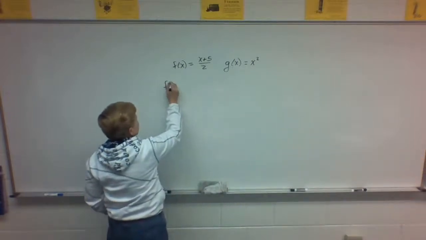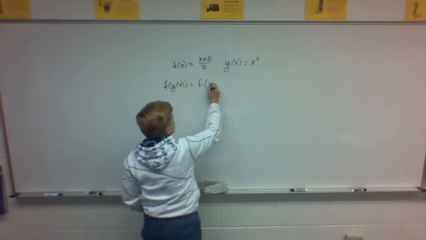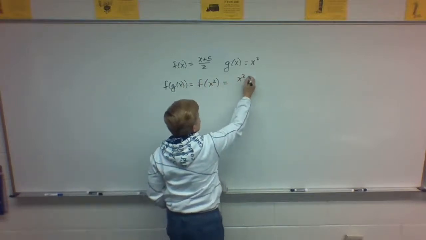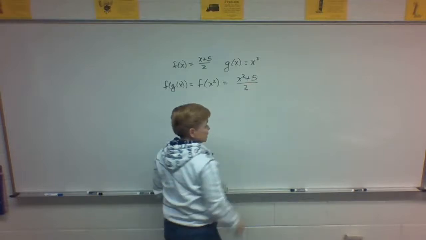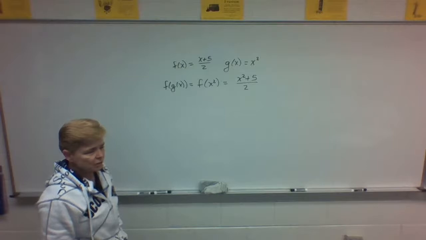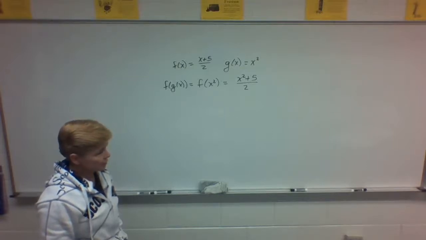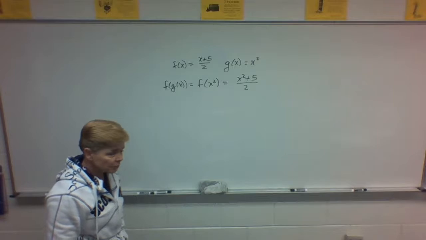I'm going to do f of g of x first. That's the same thing as f of x squared, and that is (x squared plus 5) over 2. Did I go too fast? You can't simplify that. That's as good as it gets. Did I go too fast, anybody? Carter? You okay? Anybody else want me to go slower?